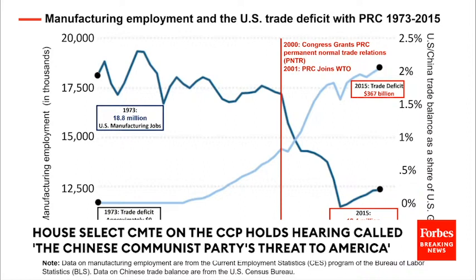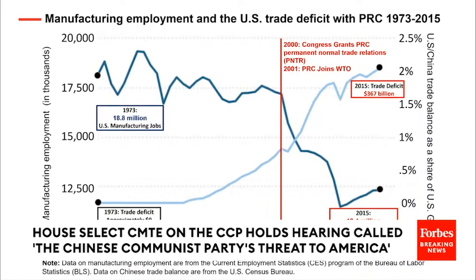It's titled Manufacturing Employment and the U.S. Trade Deficit with PRC from 1973 to 2015. You see two lines on that graph, right? The top line actually tracks manufacturing employment over time between 73 and 2015. It starts out at roughly 18.8 or 19 million American jobs in manufacturing, and it goes all the way down to about 12.4 million jobs in 2015. You see that, right? Absolutely, yes, sir.